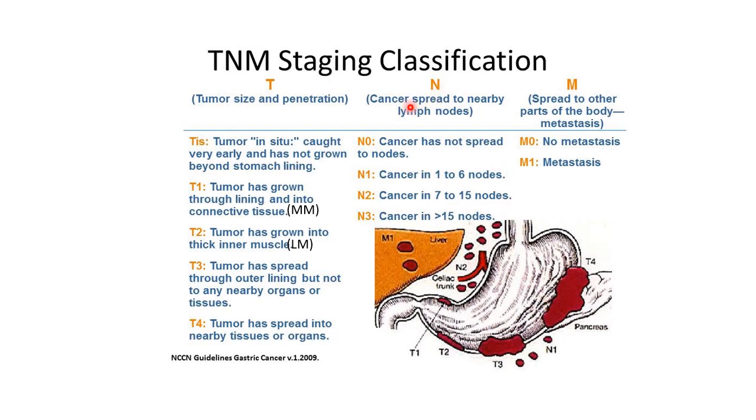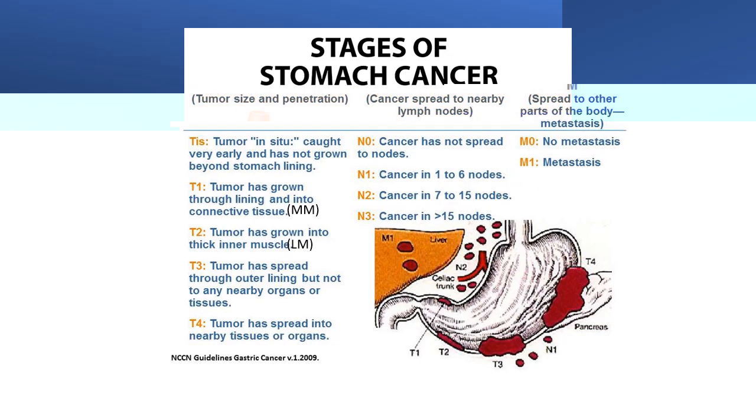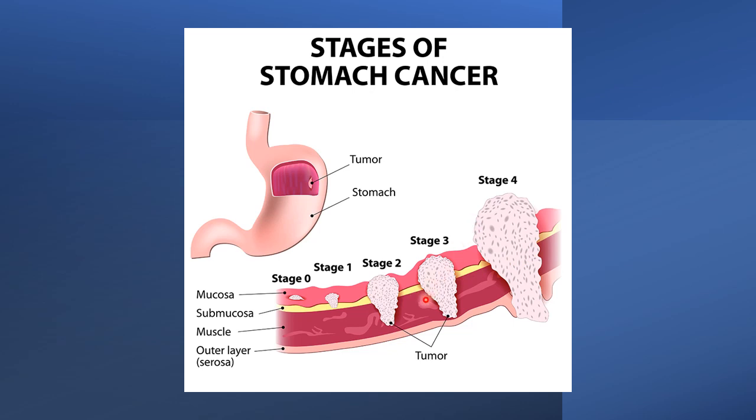The N status, if the cancer has not spread to the lymph nodes, is N0. N1, N2, N3 are assigned as follows: less than 6 nodes, 7 to 15 nodes, and more than 15 nodes. And M0 and M1 are the classical no metastasis and metastasis. This is a clearer picture of the TNM classification. We have a mucosa here, stage 1 or Tis.